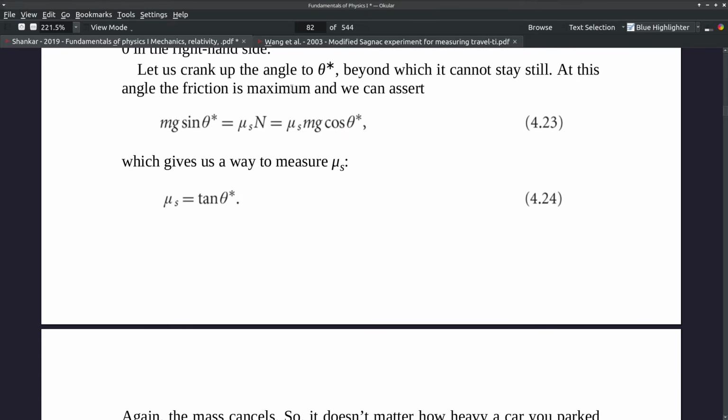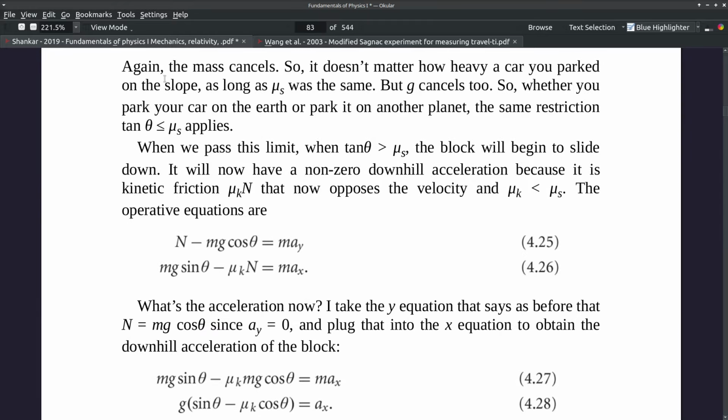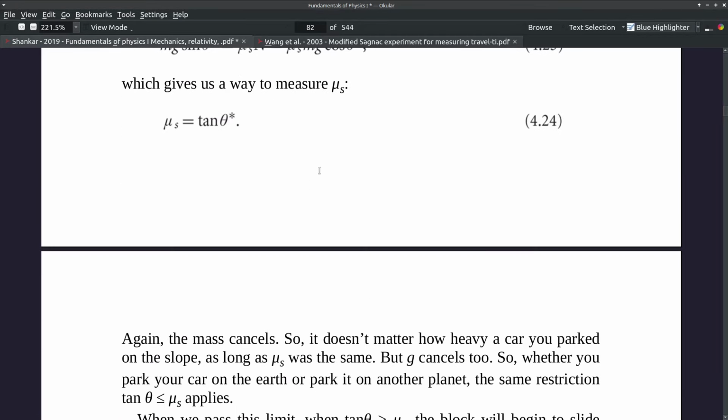Let us crank up the angle to theta asterisk, beyond which it cannot stay still. At this angle, the friction is maximum, and we can assert mg sine theta asterisk equals mu S n equals mu S mg cosine theta asterisk, which gives us a way to measure mu S as tan theta asterisk. That was kind of nifty. Again, the mass cancels.